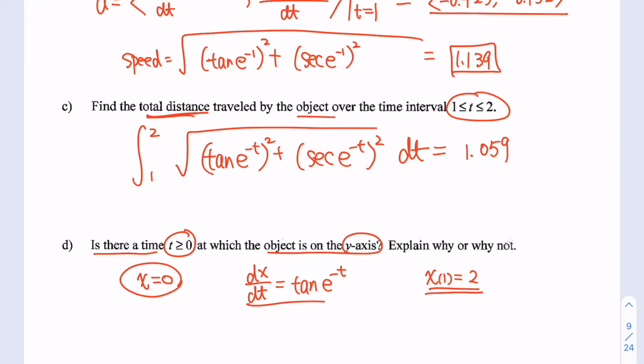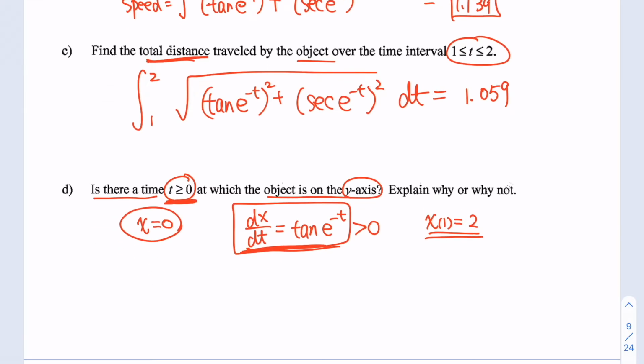So dx over dt gives us the rate of increase of x with respect to t. And we look at the graph, it's always positive. That means x is always increasing with respect to t. So as long as we find the smallest value, from 0 to infinity, if the smallest value is negative, that means there will be a point where x equals 0. Otherwise, there will be no point.